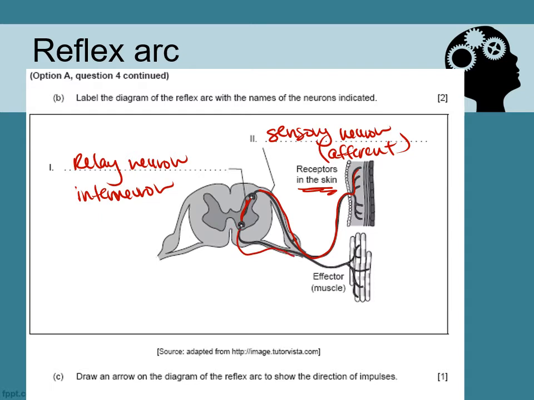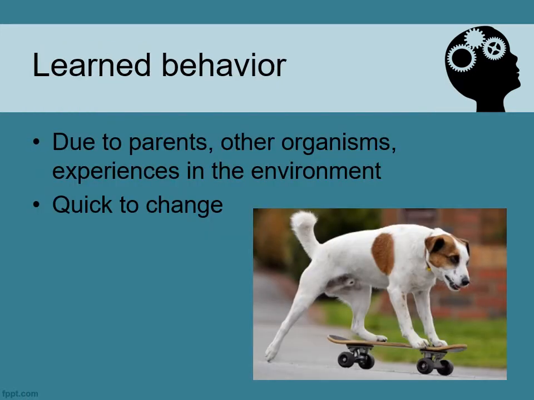And then, of course, here's our effector or motor neuron. It didn't ask you to label that, but we have our motor neuron, and it's going to send that signal to the muscle, the effector. This part of the question is asking us to draw an arrow to show the direction, and we're of course going to take the information from the receptors in the skin. We're going to go this way through the sensory neuron, through the interneuron or the relay neuron, and then out the motor neuron to the muscle. Good? Good.